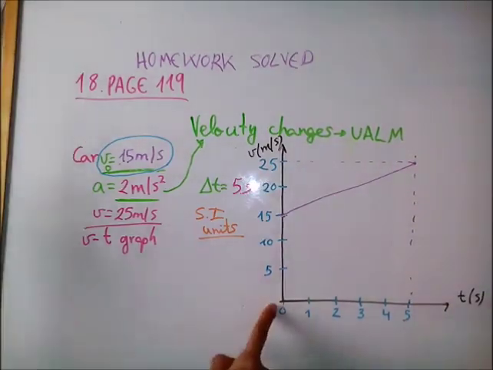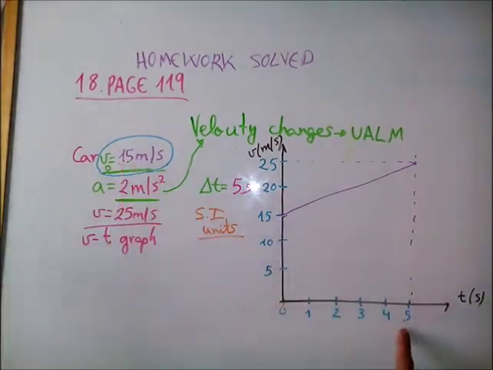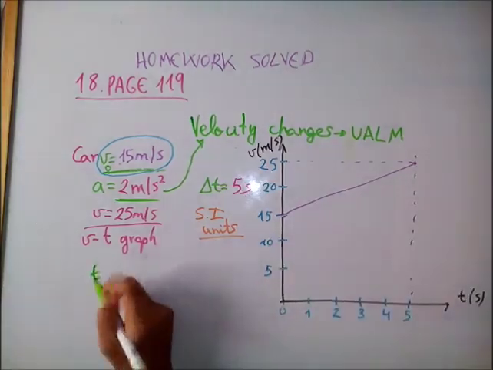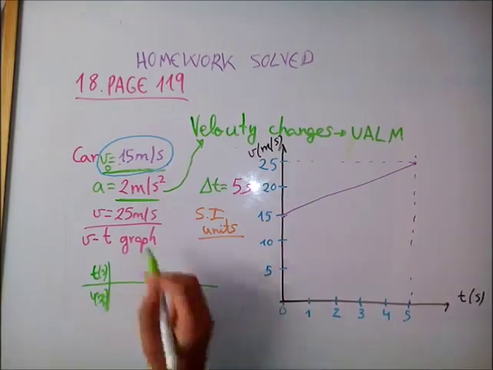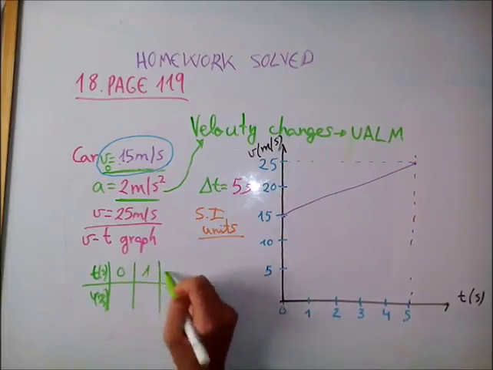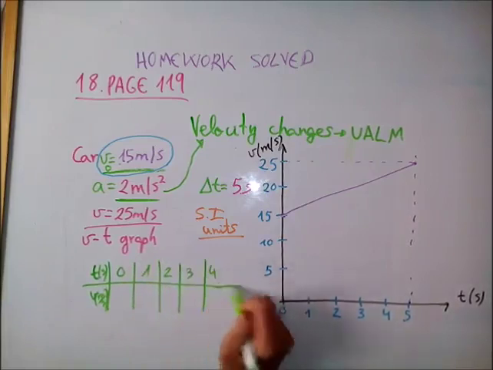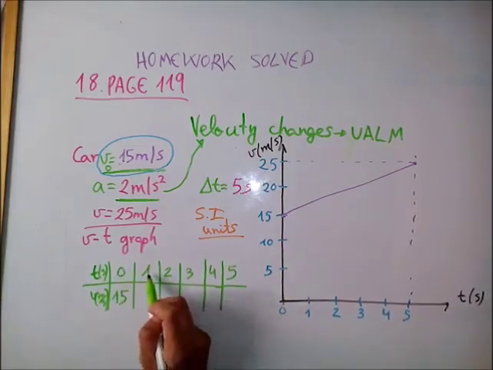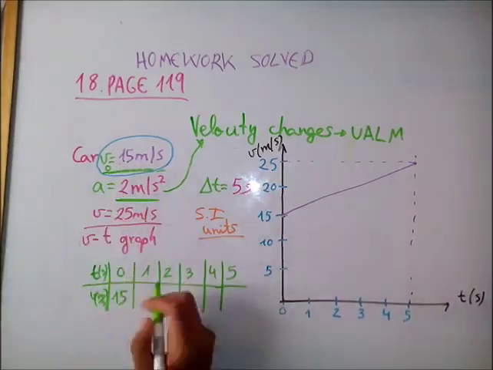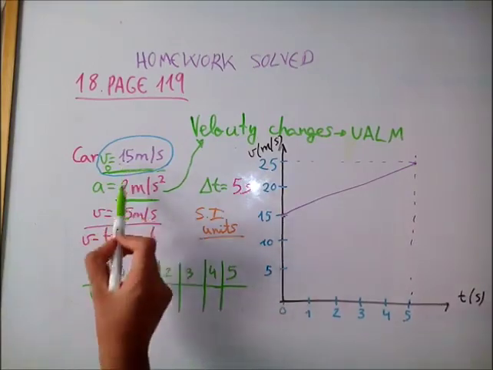So initial velocity when time equals 0 is 15. Final velocity when time is 5 equals 25. If you want, instead of doing just 2 points and joining them, we could have made a table with all the values, something like this. Time in seconds, velocity in meters per second, and then, okay, 0, 1, 2, 3, 4, and 5. When time is 0, velocity is 15. When time is 1, we have to add this, okay? So it would be 17 because we added 2 meters per second squared.